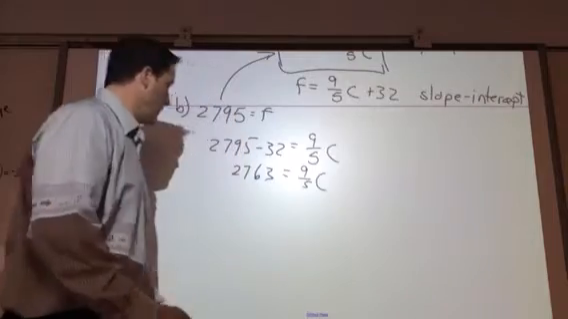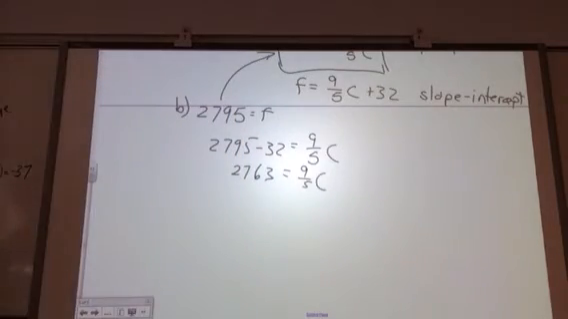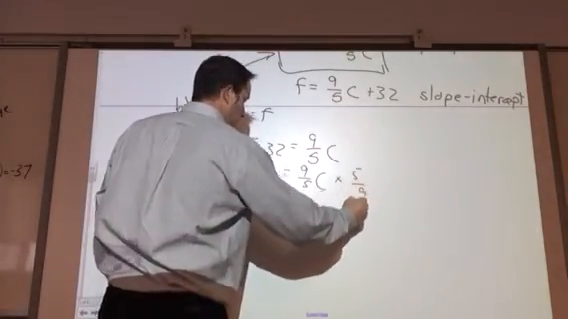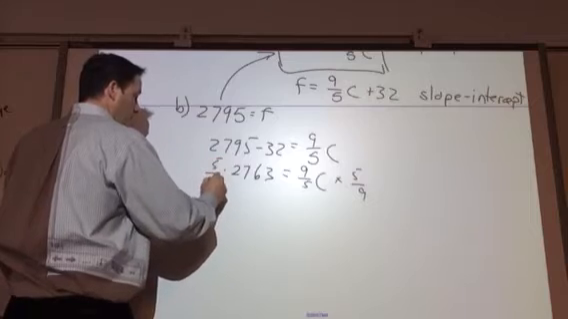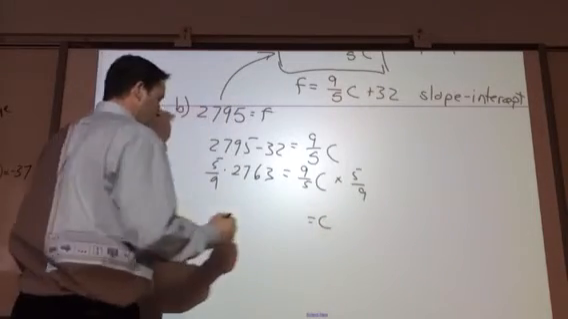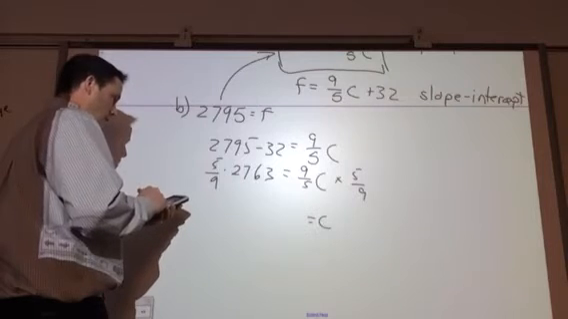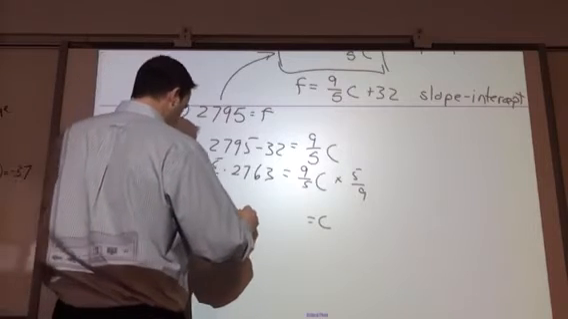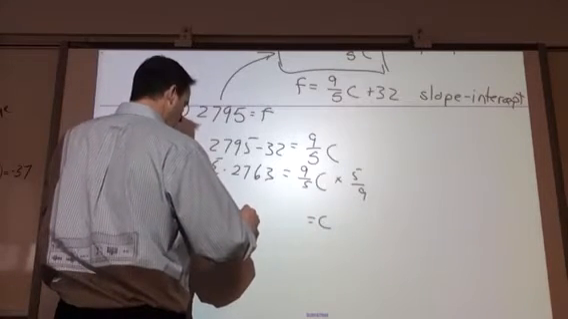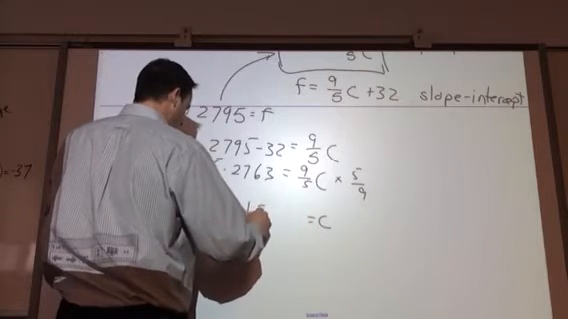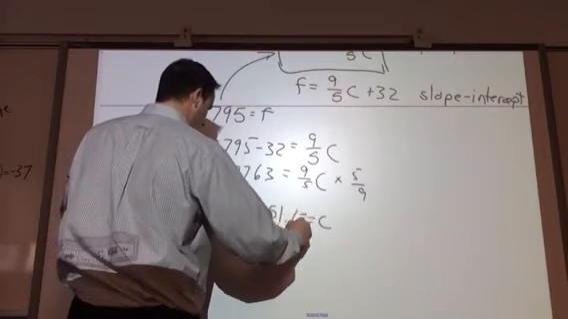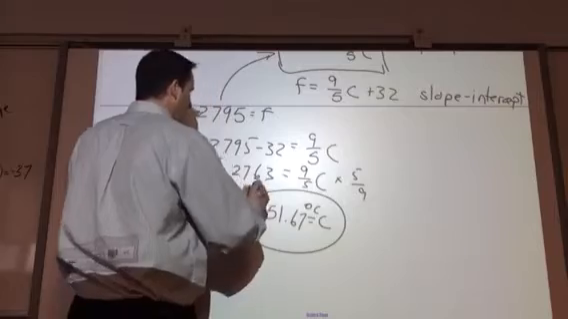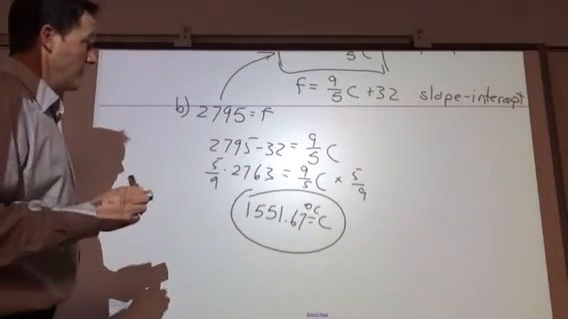Extend the page a bit here, finish her up. Grab my calculator, multiply both sides by 5 over 9. Times 5 over 9. And that's going to give me C equals 2,763 times 5 divided by 9. Approximately, assuming I did everything right, 1.67 degrees Celsius is the temperature that you're going to have when you have 2,795 degrees Fahrenheit.